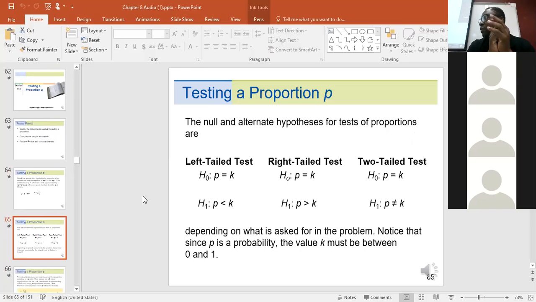So like in the test for the mean, the tests for proportion are of three types: left tail, right tail, and two tails. Left tail is when the critical region is to the left. The alternative hypothesis is proportion is greater than something. I'm sorry, less than something. And for the right tail, proportion is greater than. And for the two tail, proportion is different from. So we have those three cases.